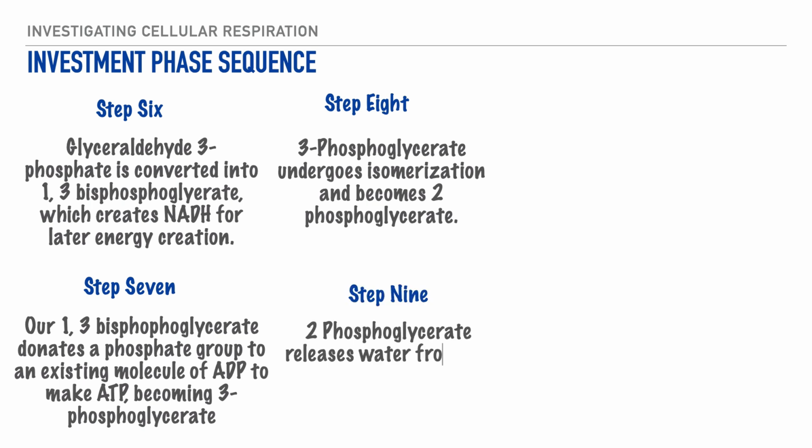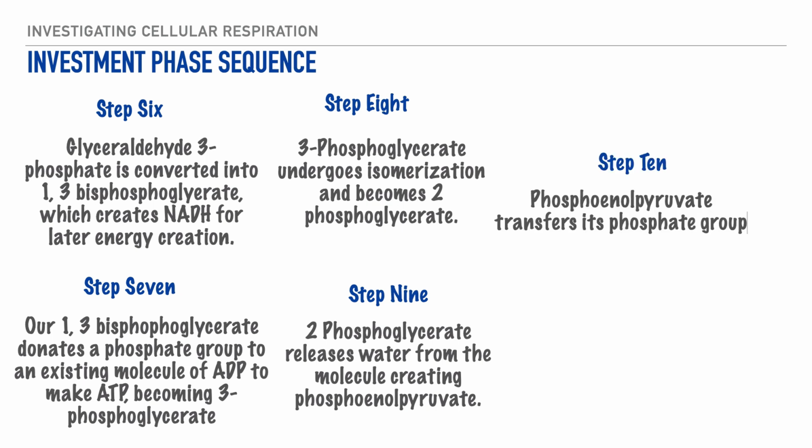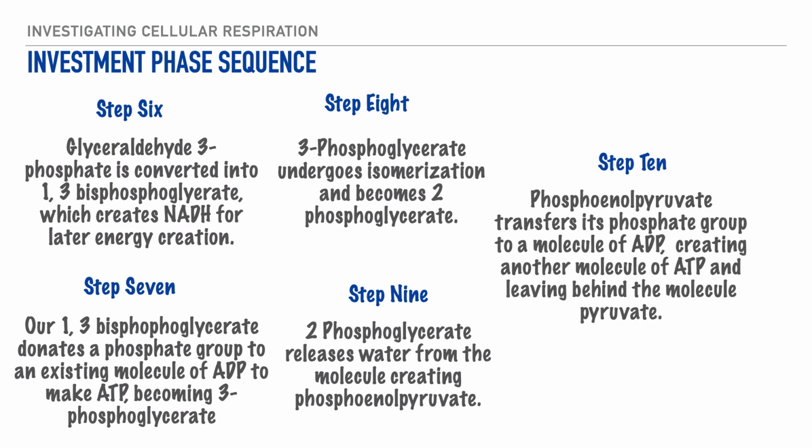Next, our 3-phosphoglycerate undergoes isomerization, which is essentially a reconfiguration of the molecule to become 2-phosphoglycerate. In the next step, our 2-phosphoglycerate releases water from the molecule, creating phosphoenolpyruvate, or PEP for short. And in the last step, our phosphoenolpyruvate transfers its phosphate group to a molecule of ADP, creating another molecule of ATP and leaving behind the molecule pyruvate.